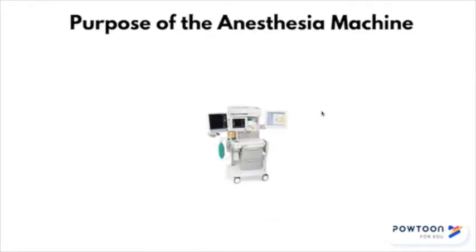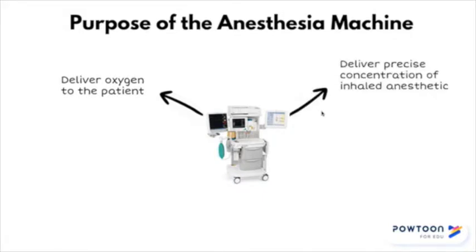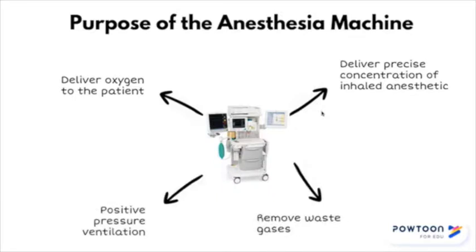So the purpose of the anesthesia machine, first and foremost, is to deliver oxygen to the patient. Second function is to deliver a precise mixture of gas to the patient. Third is to be able to deliver positive pressure ventilation. And fourth is to remove waste gases. Modern anesthesia machines also have the capability, as you're well aware, to have an integrated monitoring system for the patient and to port that data into the EMR to be collected.